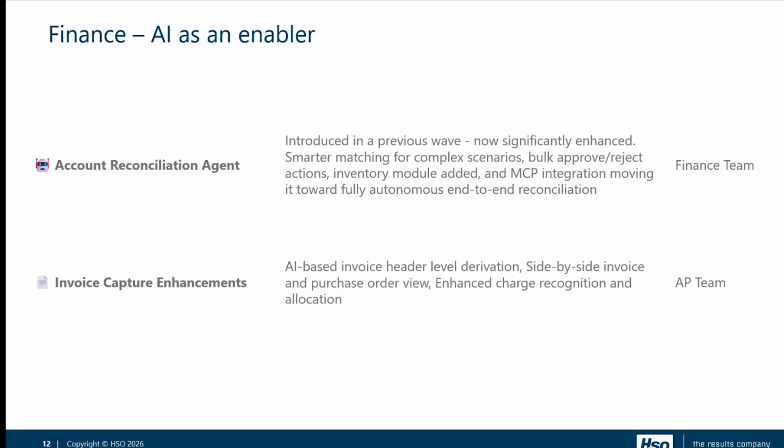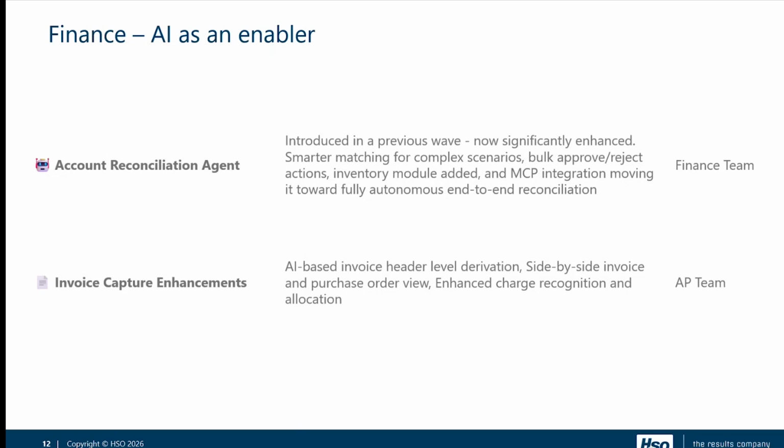Matching accuracy, as you can see, more complex scenarios: one-to-many, many-to-many matches, fuzzy logic, tolerance rules, to help you match more things together. Bulk actions, so you can now approve or reject multiple at once rather than working through them. Really time saving, especially at period end. It's something you'd assume you could do already, but historically you couldn't. The coverage is being expanded as well, so the inventory module has been added to sit alongside the other modules.